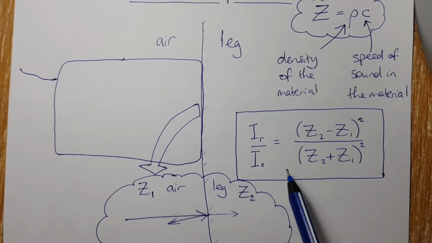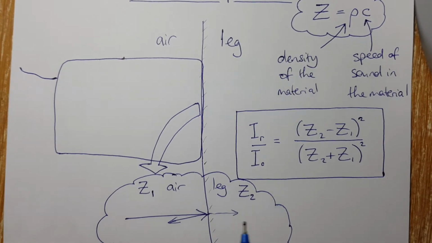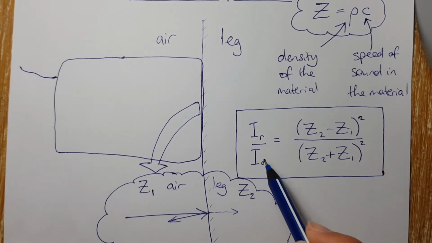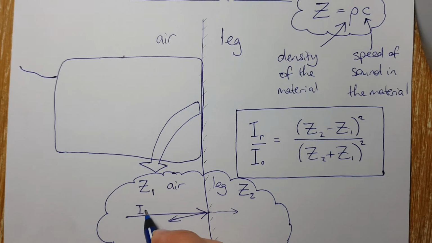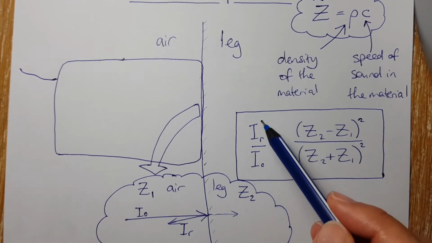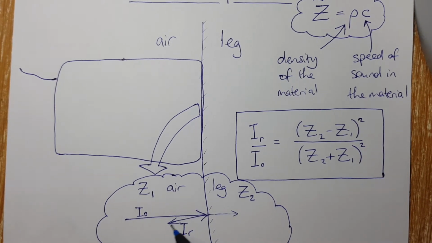And this is the formula that tells you how much. Now, don't worry, this is on the formula sheet, so you don't need to remember it. You need to know that the I0 there is the intensity of the original incident sound wave, and IR there is the intensity of the reflected wave. And here's Z1 and Z2 as we mentioned before. So you can see that the bigger this is, the more of the wave is reflected and the less that goes on into the leg.